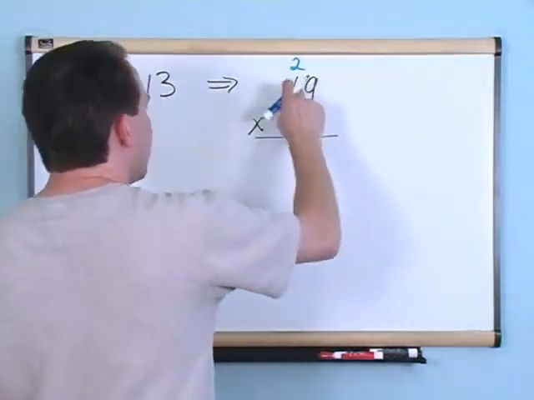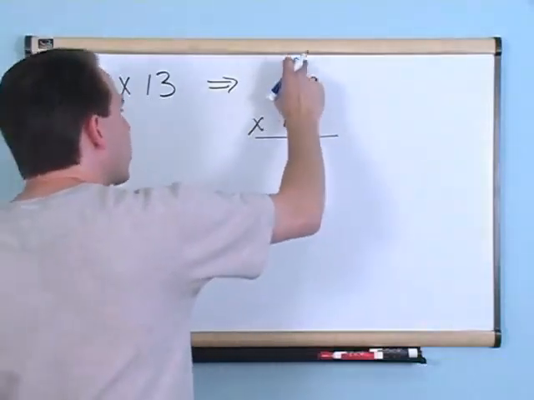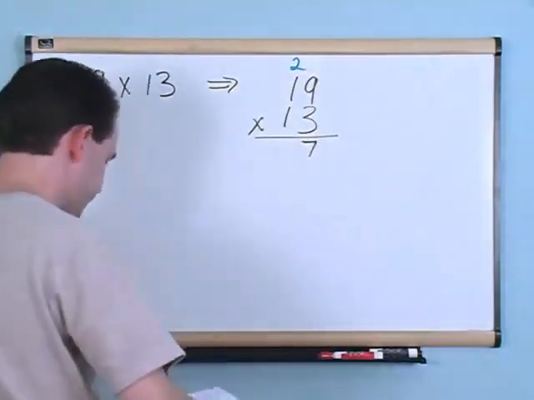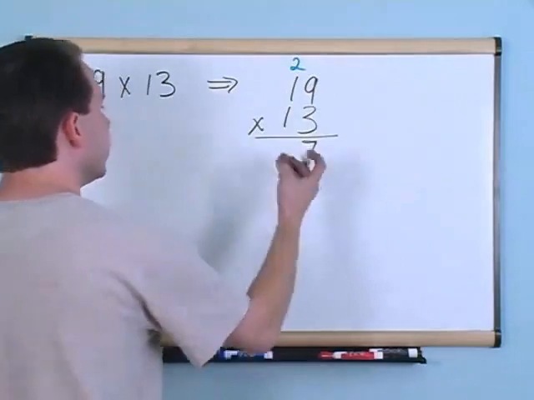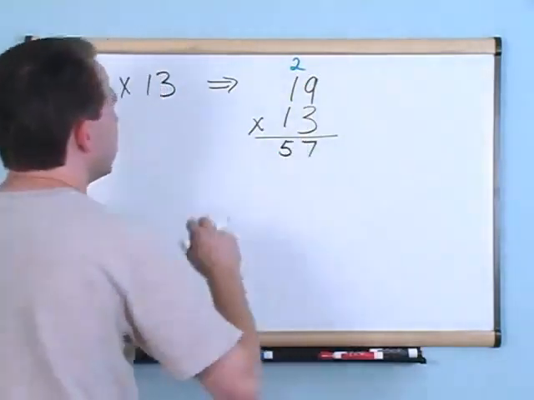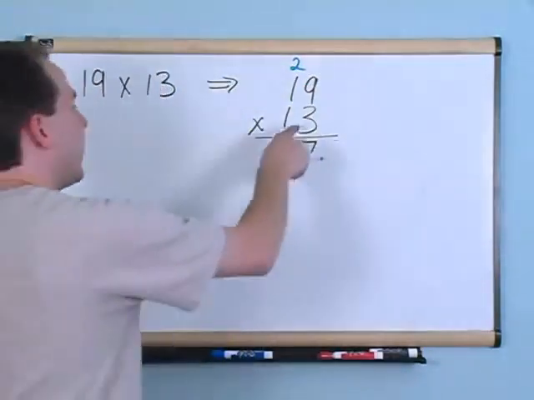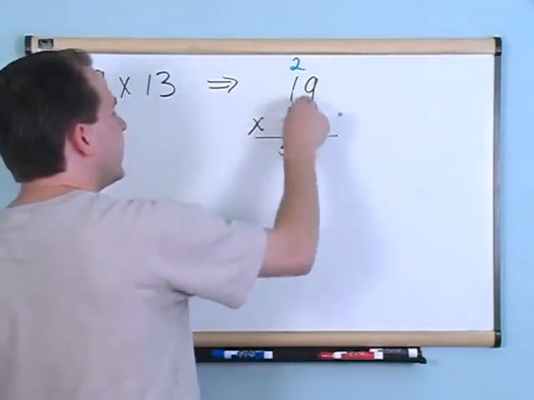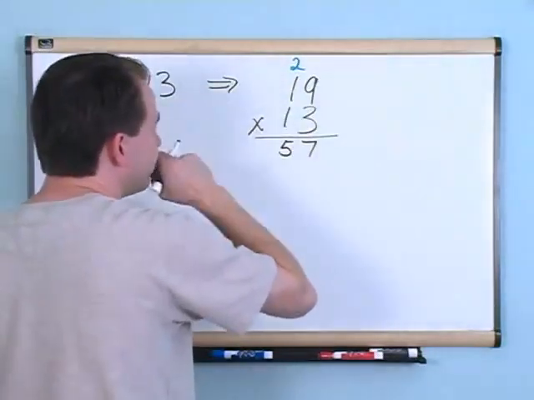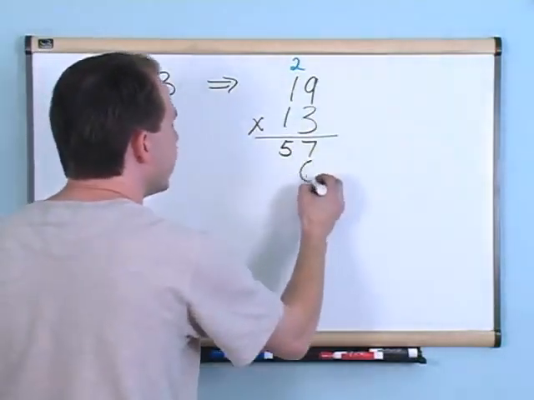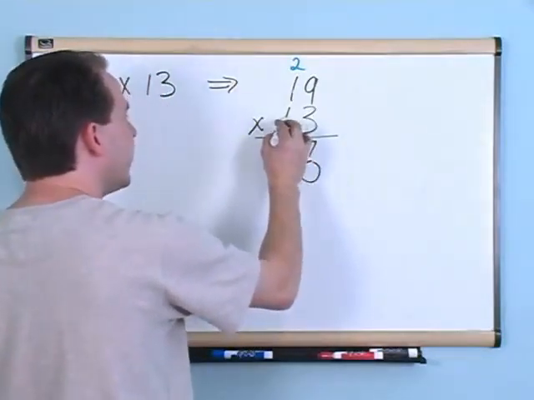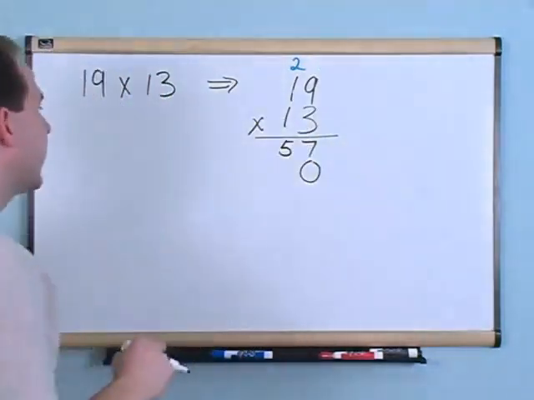Now, 3 times 1 gives me 3, plus 2 more gives me 5, okay? So this is going to be a 5, okay? So basically, I've taken this 3 and I've multiplied by both of the numbers on the top, so I'm basically done with that, okay? Now I'll put a 0 here, because anytime I start multiplying by the next number over, I've got to put a 0, okay?